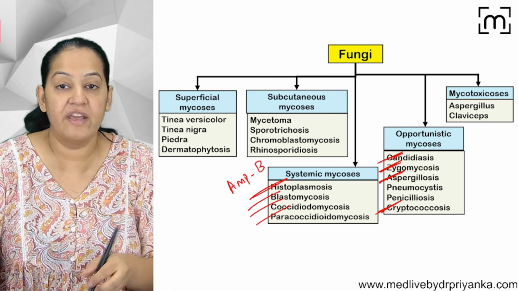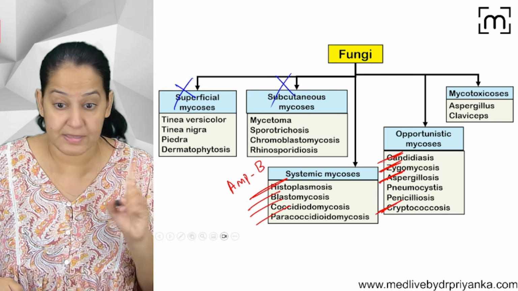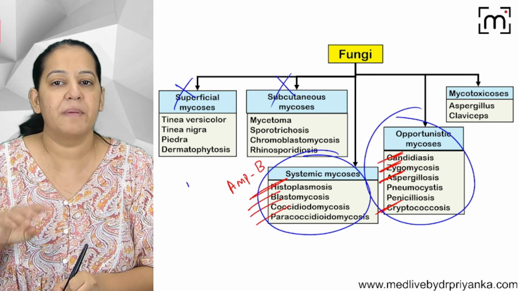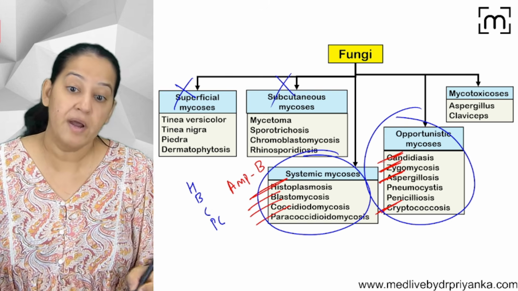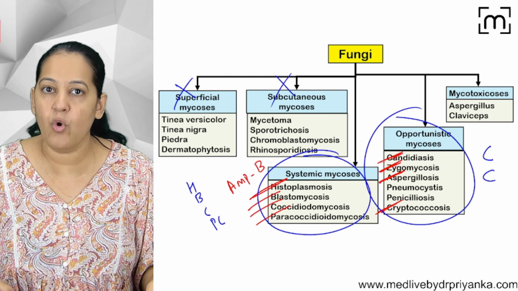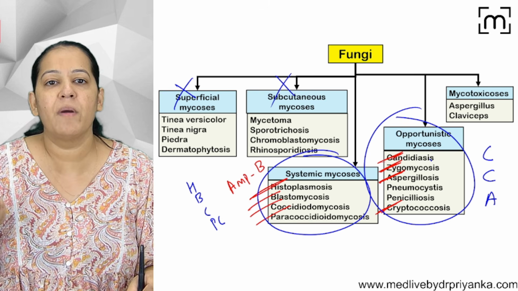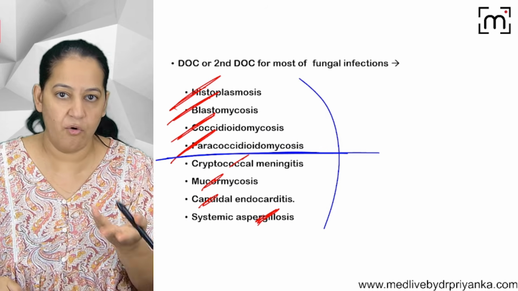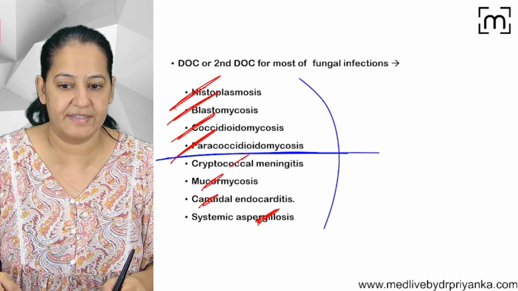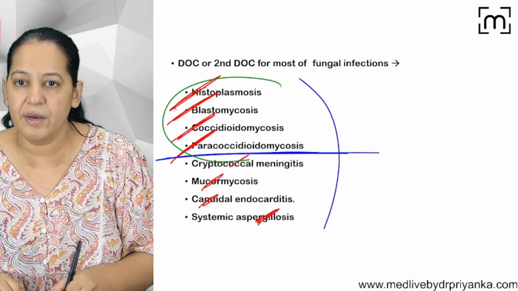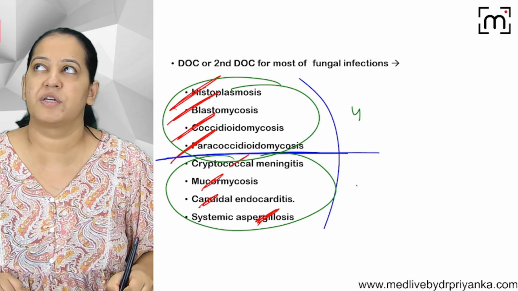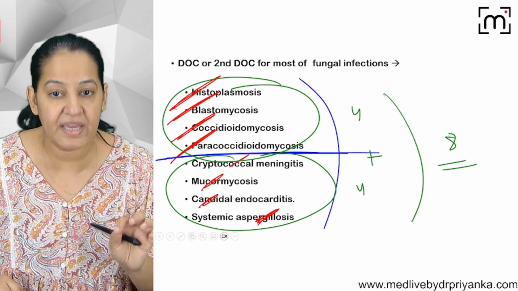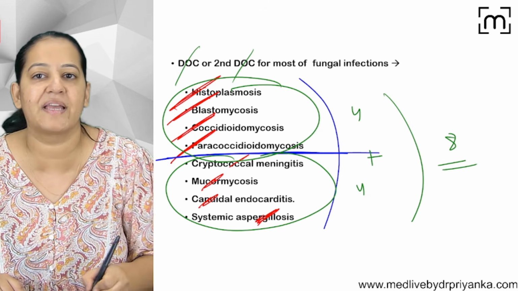Please learn, it is not given for superficial or subcutaneous mycosis. Amphotericin B is given for systemic and opportunistic mycosis. Systemic: histo, blasto, coccidio, paracoccidio, and opportunistic: candida, cryptococcus, aspergillus, and zygomycosis, which is mucormycosis. You learn these; if you want, you can make a mnemonic for that. Otherwise, you can learn 4 of them are systemic and 4 of them are opportunistic. So 4 plus 4, total 8. For these 8 infections, amphotericin B is either the drug of choice or the second drug of choice.